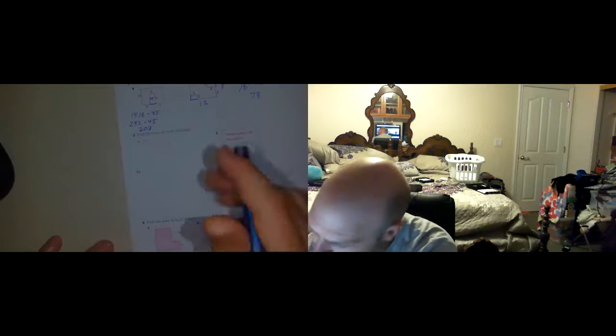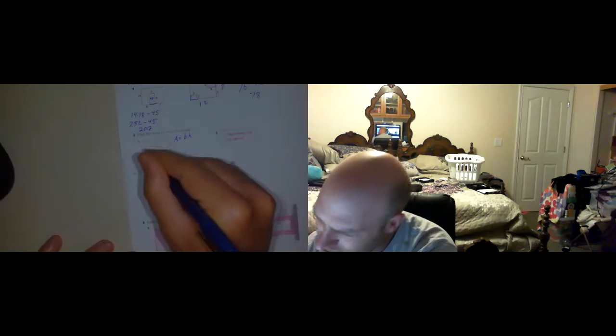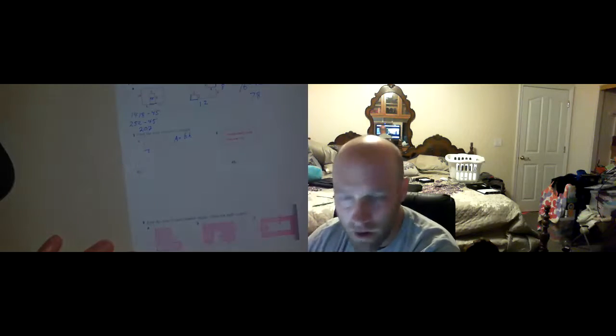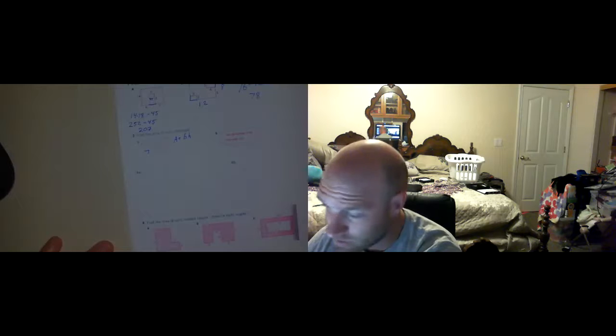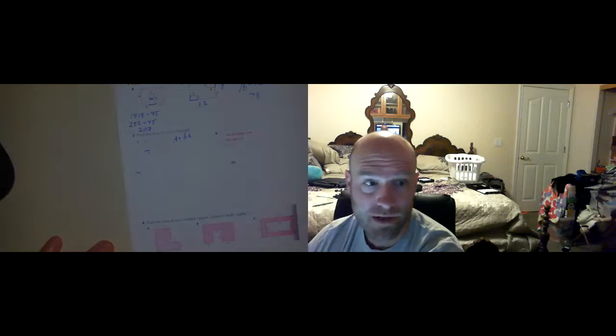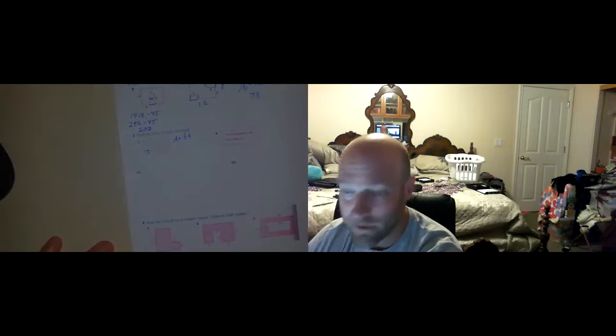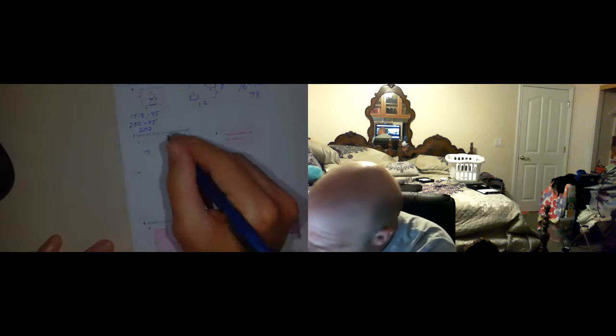Find the area of each rectangle. I'm going to be a little bit better and write down the formula this time. Area equals base times height. They did tell me that it is a rectangle, although honestly in this section, if it looks like a rectangle, it is. If it looks like a right angle, it is. Breaking the rules of geometry a little bit.